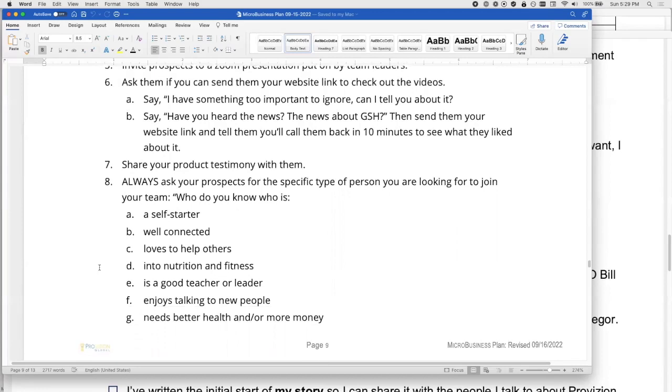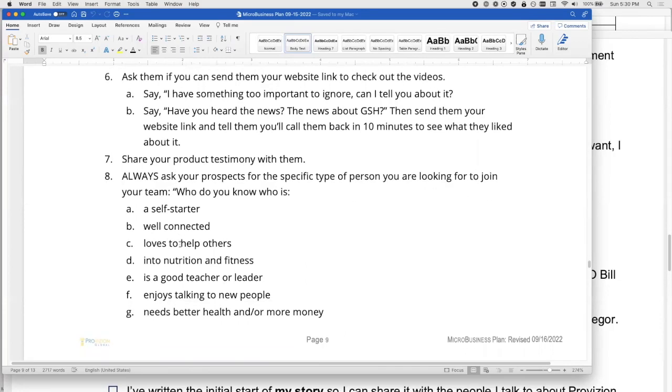We're also going to talk about people who have specific profiles. That's what some of these are. Are they a self-starter? We're looking for people who are well-connected, who love to help other people. Again, this is just a list of the type of people that you're looking for that you're going to ask other people to help you find.